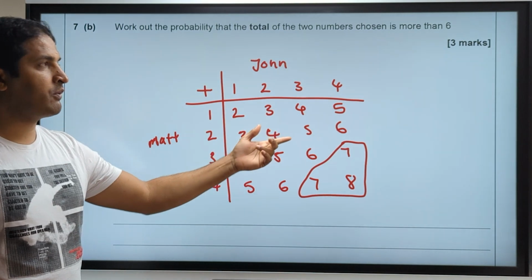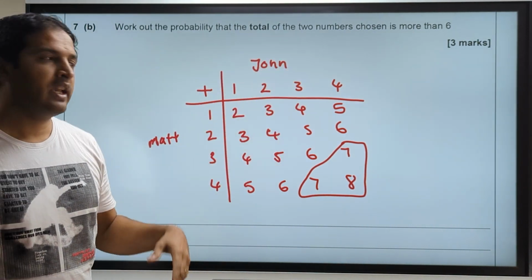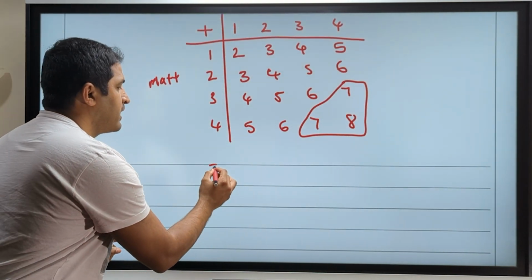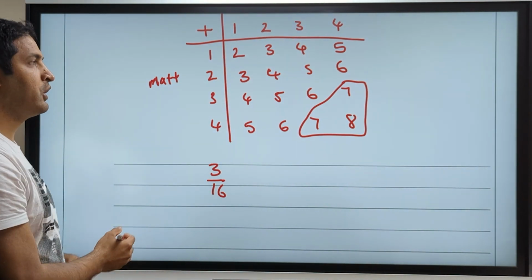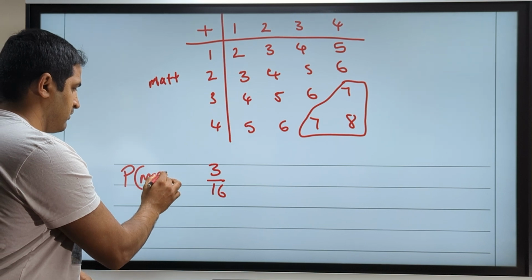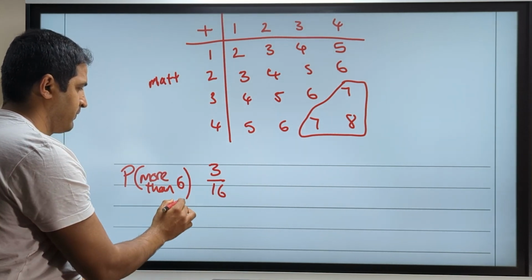And 3 numbers out of 16. So the probability that they choose a total of more than 6 is 3 out of 16. That's the probability of getting more than 6. There you go.